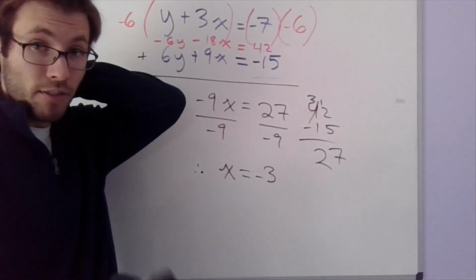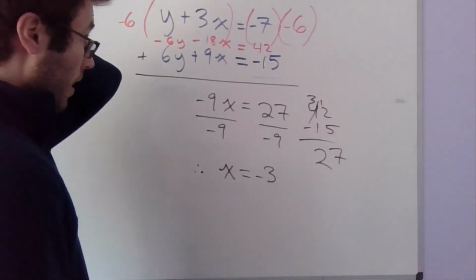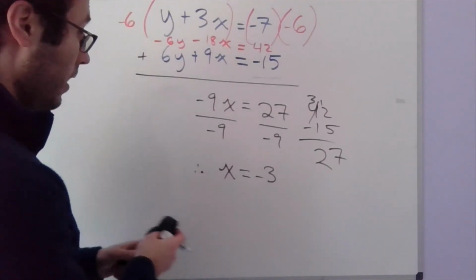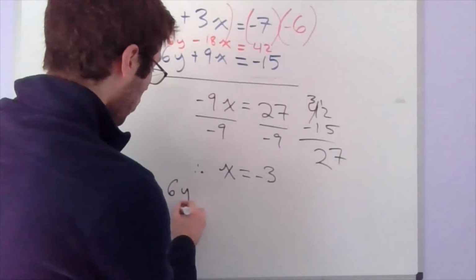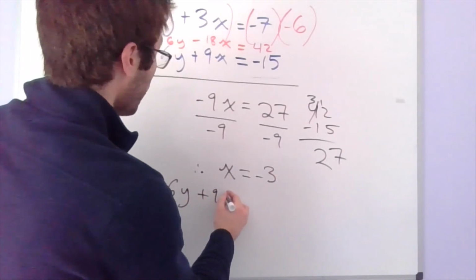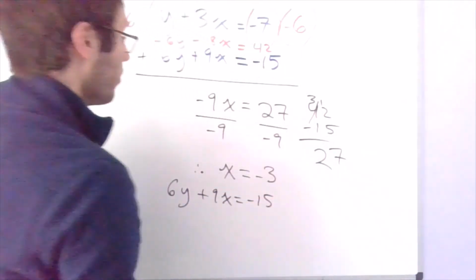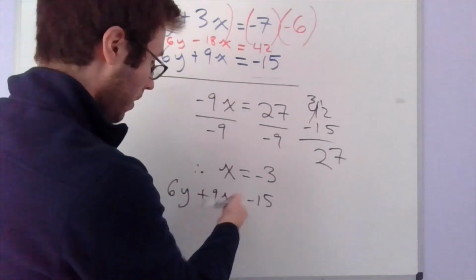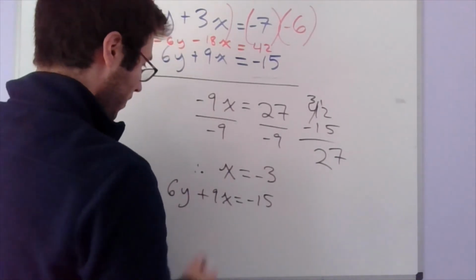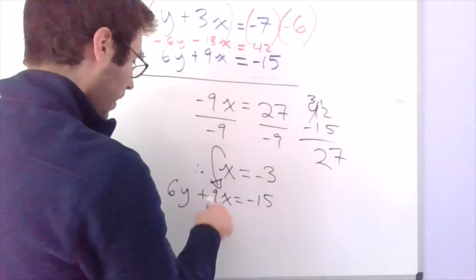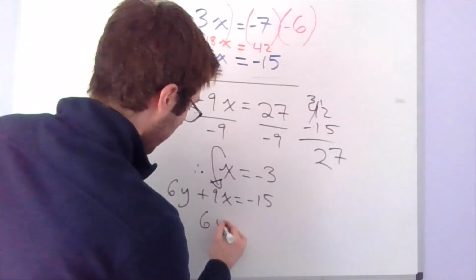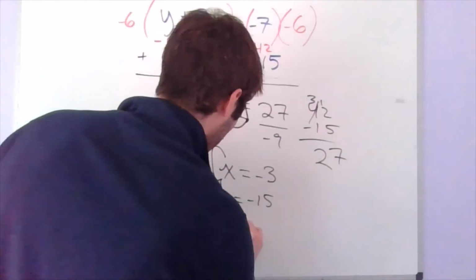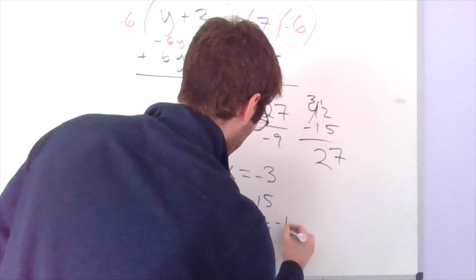Now at this point, we have to figure out what y is. Now, it doesn't matter which equation we want to put it into. We can just put it into either equation, but we know that 6y plus 9x is equal to -15. From right here, we know that equation works. It doesn't matter what equation I'm throwing it into, but I'm just going to put it into here. So if I put in -3 for x here, what I do is I get 6y, 9 times a -3 is -27 is equal to a -15.